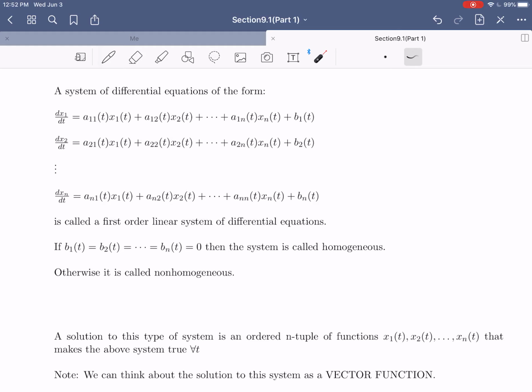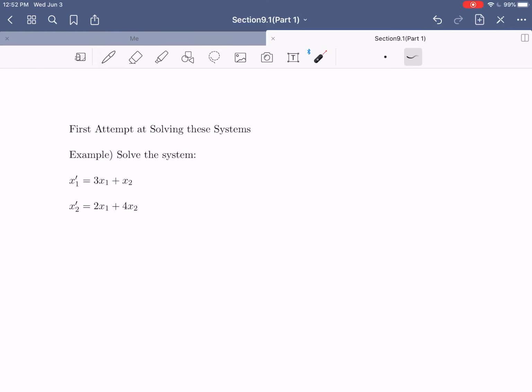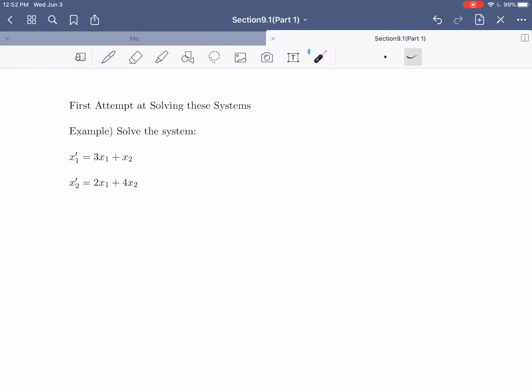Then we'll also talk a little bit about some situations that can be modeled using systems of differential equations to sort of motivate us about why we want to even bother studying systems of differential equations. So let's get into that example and then talk a little bit about the modeling applications. All right. So this is going to be our first attempt at solving these systems. And like I said, by the time we get to section 9.4, 9.5, we're going to learn a much more computationally efficient way of solving these systems. But for now, let's see if we can come up with some sort of direct approach.